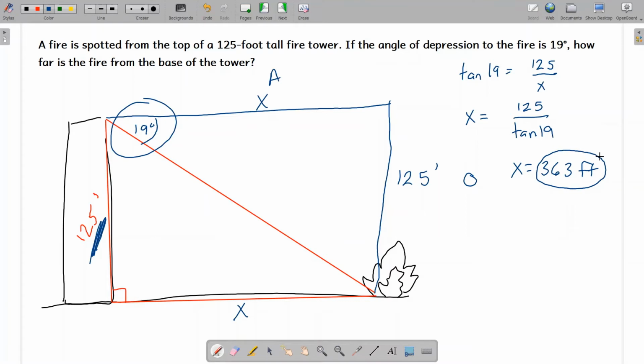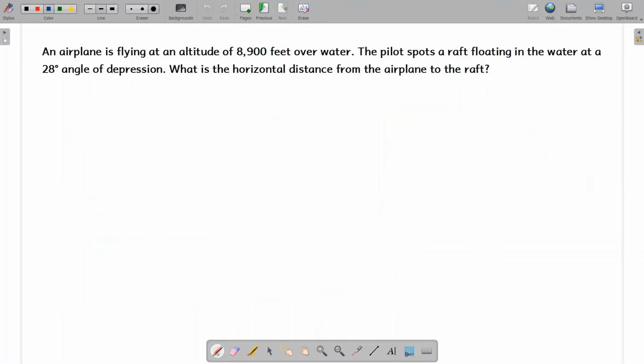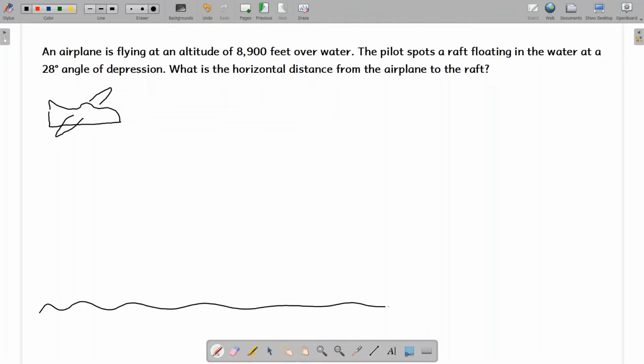Okay, one last one with an angle of depression. So we've got an airplane, it's flying over water, it's looking down from the plane into the water, and they see a raft. So angle of depression, I'm going to draw a really bad plane here. There we go. So there's our plane. Now the pilot is looking down into the water, so the water's down here. Okay, let's say there's a raft right about here. So they're looking down.